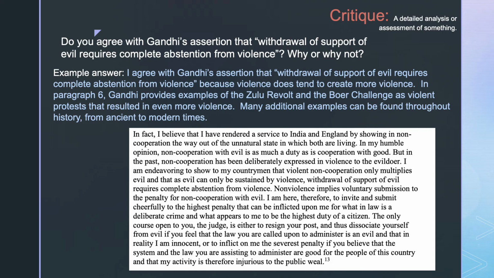As this is an opinion question, your answers will vary, but you could have something similar to this. I agree with Gandhi's assertion that withdrawal of support of evil requires complete abstention from violence because violence does tend to create more violence. In paragraph 6, Gandhi provides examples of the Zulu revolt and the Boer challenge as violent protests that resulted in even more violence. Many additional examples can be found throughout history from ancient to modern times.